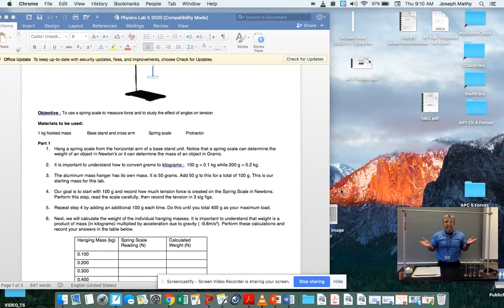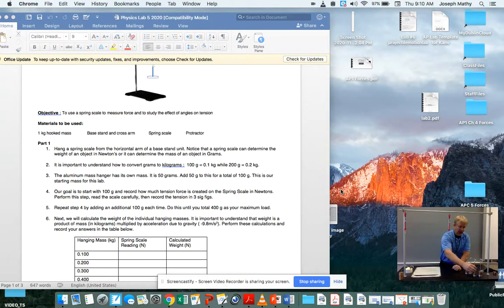The lab is set up in a very simple format. It wants you to add 100 grams each time and then read the spring scale to measure the tension. I'm going to start with 100 grams, just like the lab says, and then I've snapped a picture of what the spring scale reads, and that's at the bottom of this document you're looking at. I'm now going to put 200 grams on here. And then I've already snapped a picture of what the spring scale reads.